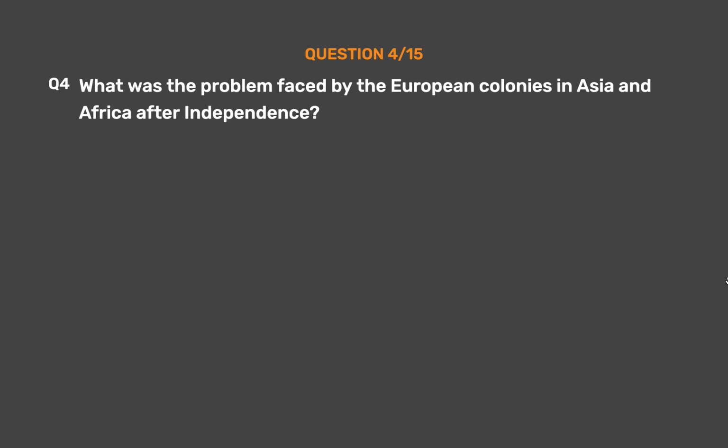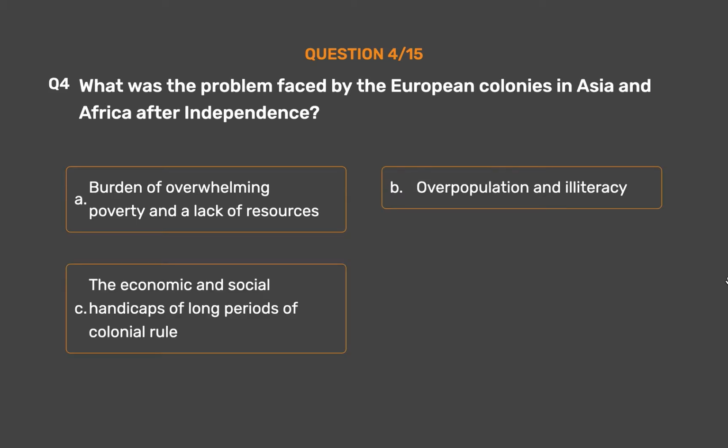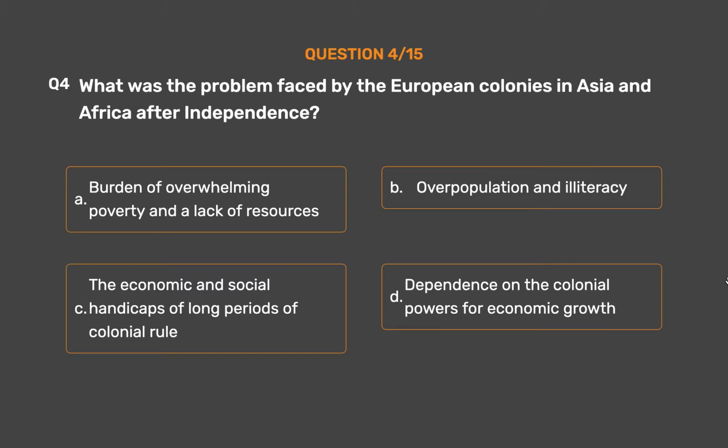Question number 4. What was the problem faced by the European colonies in Asia and Africa after independence? Option A. Burden of overwhelming poverty and a lack of resources. Option B. Overpopulation and illiteracy. Option C. The economic and social handicaps of long periods of colonial rule. Option D. Dependence on the colonial powers for economic growth.